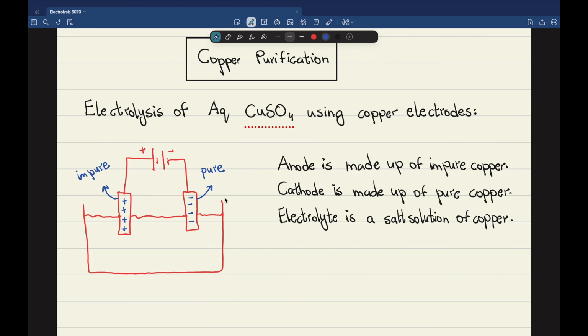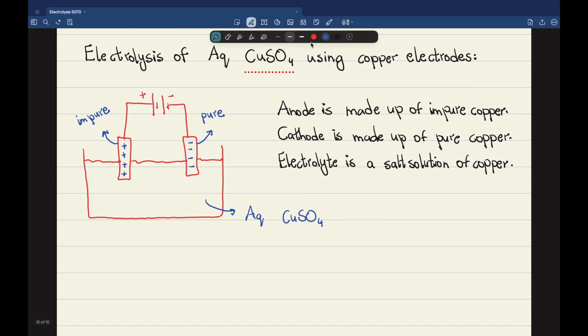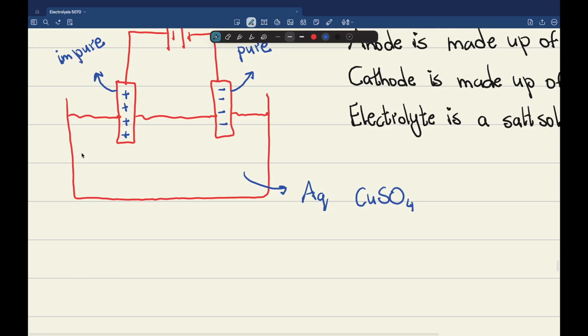We have aqueous copper sulfate solution, right? This is the diagram. अच्छा जी, अब होता क्या है, right? अच्छा, so let's identify the ions जो कि इसमें होंगे. Because it's aqueous, it's gonna have H plus, it's gonna have OH minus, it's gonna have copper 2 plus ion from this part right here, and it's gonna have sulfate ions, right?